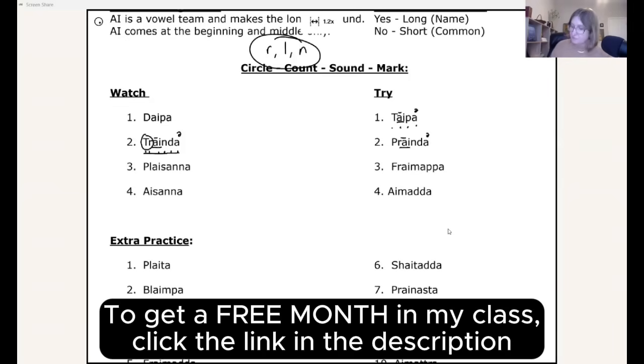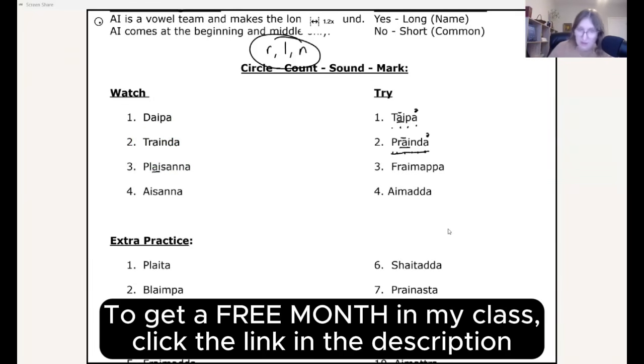Okay. So in this word, we have P, R, A, N, D, A, prenda. All right, let's try number 3.